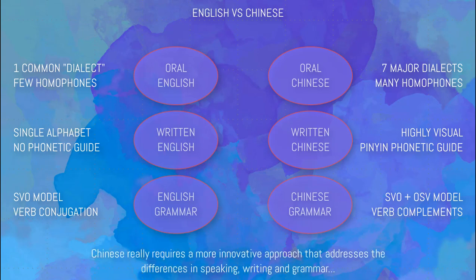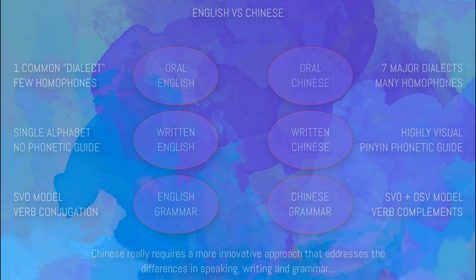And we don't think about homophones that much in English, but in spoken Chinese, homophones are the rule, not the exception. And for this reason, precise pronunciation is a critical skill to mastering Chinese.